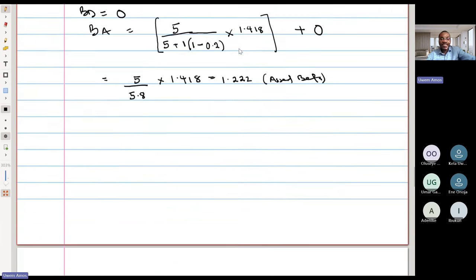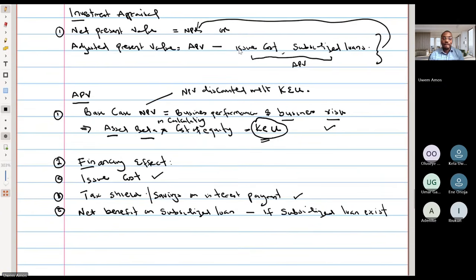All right, then. So we're done with the base case NPV, which is this first part. So let's move on to the second part, which is the financing effect. Now, for the financing effect, we're going to have three elements in our computation. One would be the issue cost of the loan. The second would be the tax shield or tax savings on the interest we pay. And the third would be the net benefit on subsidized loan, if subsidized loan does exist.